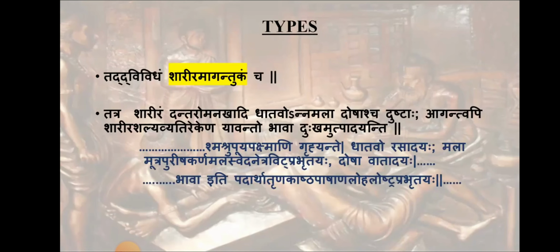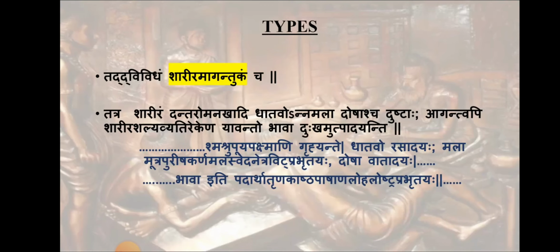Next are the types. Based on the cause of injury, it is divided into two. Tadvividham, Shariram, Agandukam cha. The first one is Sharira, the next one is Aganduka Shalya. In Sharira Shalya, which things are included? Danta Roma Nakhadi Dhatavo Annamala Doshashtra Dushta. That is, Sharirika Shalya includes substances like Danta, Roma, Nakha, and as already told, Adipravritam Mala Dosha. That is the dosha, dhatu, and mala which is in a vitiated state or in a vritti stage. All those come under Sharira Shalya.